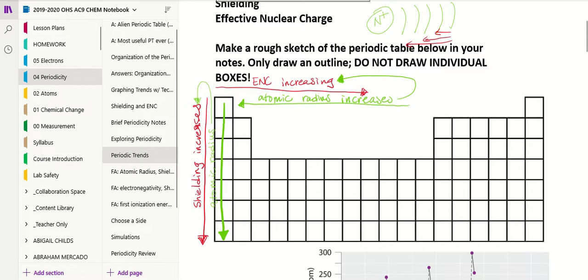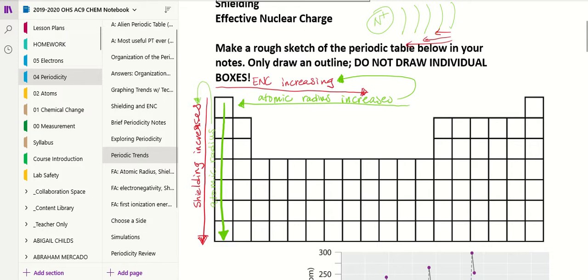So, if I drew the arrow going from left to right, the atomic radius would be decreasing. So, because I drew the arrow the opposite direction, it's increasing going from right to left. From left to right, it decreases. From right to left, it decreases. Sorry, increases. Sorry, my bad.